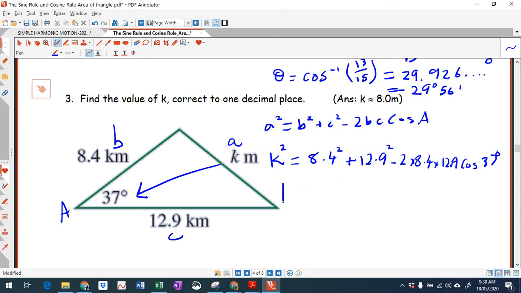So put the whole thing into your calculator: 8.4 squared plus 12.9 squared minus 2 times 8.4 times 12.9 times cosine of 37. That gives you k squared equals 63.88.